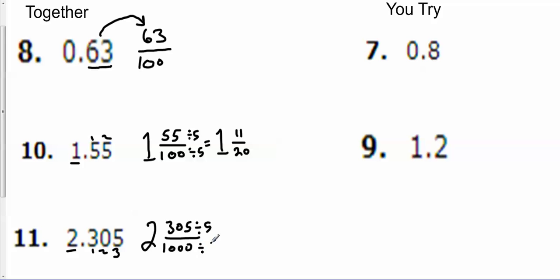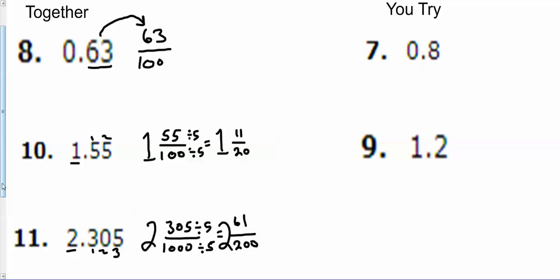Divide by 5. Now, I know that every 100 divided by 5 is 20. 200 divided by 5 is 40. 300 divided by 5 is 60. So this is 61 over 200. And I forgot the whole number. Squeeze it in there. 2 and 61 over 200.